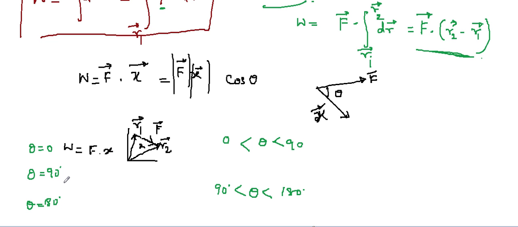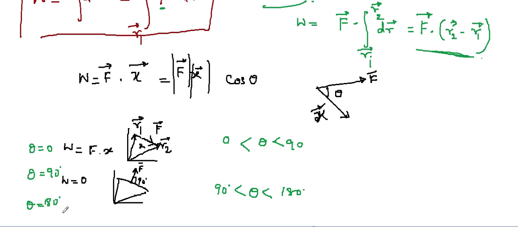In case of 90 degrees, if this is your original diagram from r1 to r2 and this is your x displacement vector, then the force will be acting in the perpendicular direction, 90 degrees. So if you put 90 degrees here, cos 90 will be 0. That means work done in this case will be 0. Okay, moving on to another case.